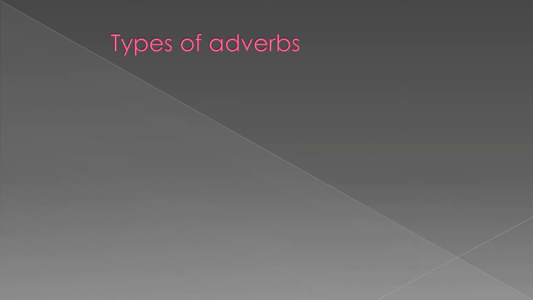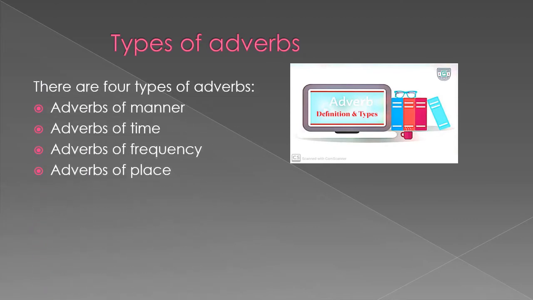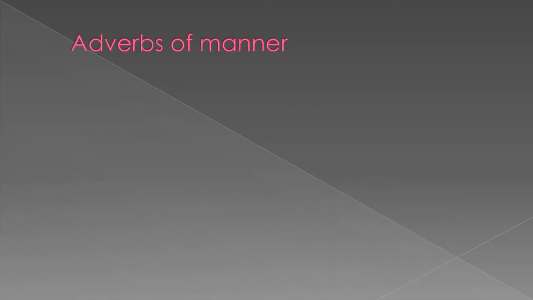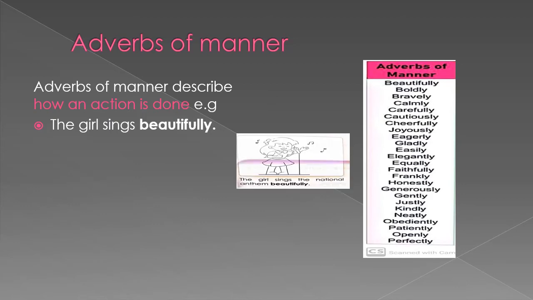Now we will discuss types of adverbs. There are 4 types of adverbs and they are adverbs of manner, adverbs of time, adverbs of frequency and adverbs of place. Adverbs of manner. Adverbs of manner describe how an action is done. For example, the girl sings beautifully.